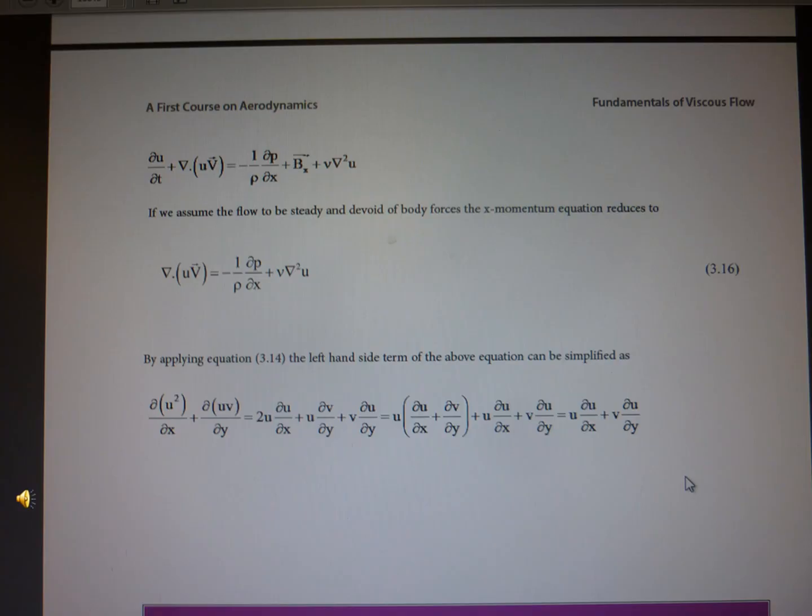To derive the equations we had to utilize steady flow and neglect the body forces in the momentum equation. Those momentum equations you can see in equation 3.16, and the equation can also be simplified. So you can see on those slides.